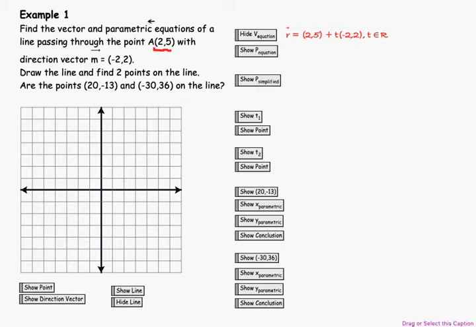Now for the parametric equation. If we think about the parametric equation, there will be two of them. There will be one for the x component and one for the y component. The x component should be 2 plus -2 times t. The y component should be 5 plus 2 times t. So there are our parametric equations.